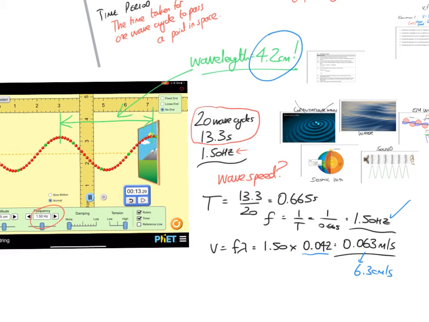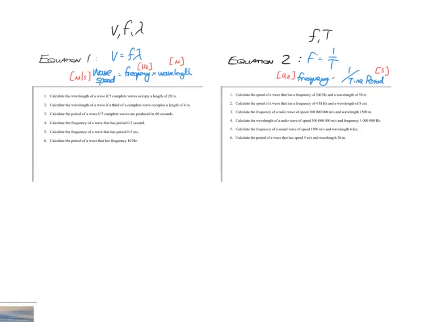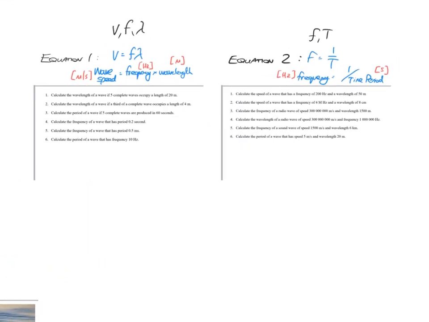Okay, now what we're going to do is try a few more calculations. You can see there are two sets of 6. Both sets will use the two equations above. You need to be careful of units. Otherwise, you can try as many of them as you would like. Pause the video and have a go now. Answers in 3, 2, 1.